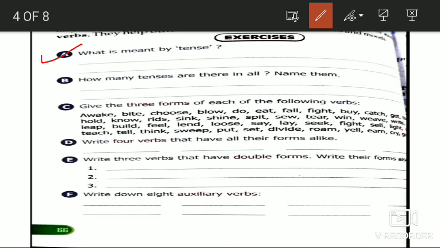And next we have number B. How many tenses are there in all? Name them. There are 3 tenses in all. They are number 1 the past tense, number 2 the present tense, and number 3 the future tense.